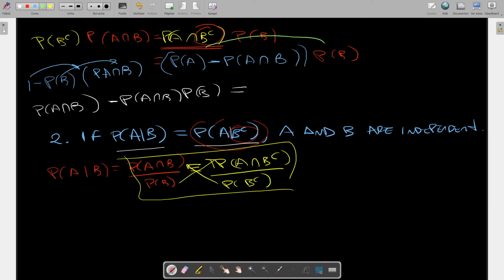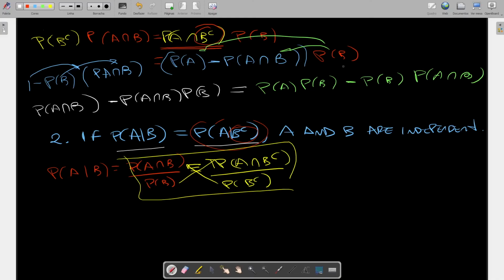And that is equal to, change colors again. So now we're going to do the same, this one to this one and this one to this one. So we get the probability of A times the probability of B minus the probability of B times the probability of A and B. So we are further decomposing the expression by knowing a couple of expressions.